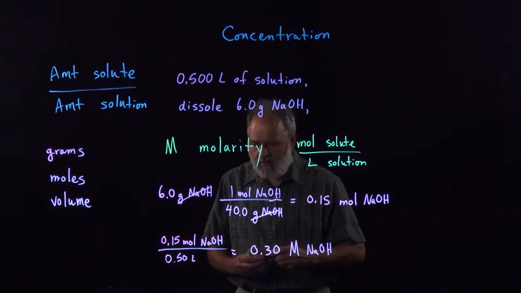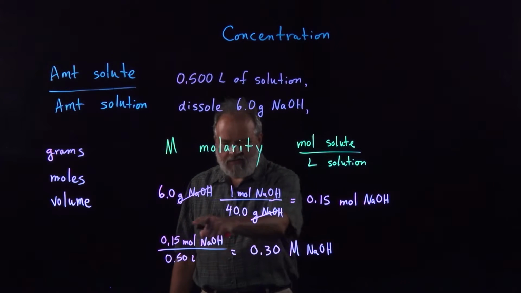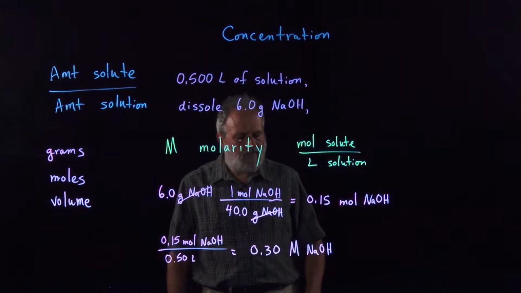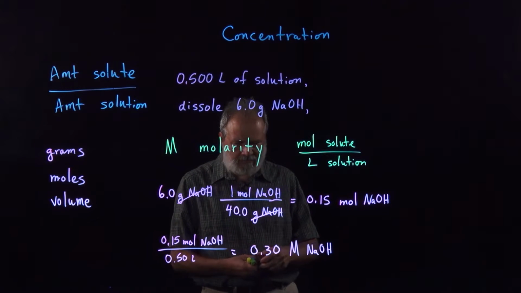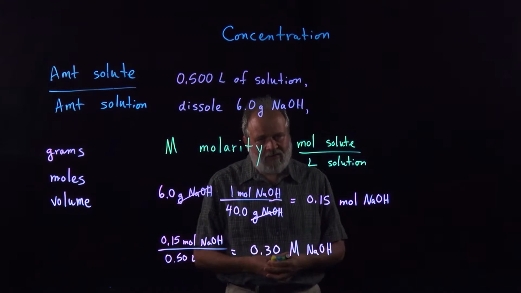All right, so this is the common way to actually write it: the moles of the solute per liters of solution. Then you use the capital M for the units, moles per liter, and then you actually write down the solute formula after the capital M. So this is how you would exactly make 0.3 molar sodium hydroxide.